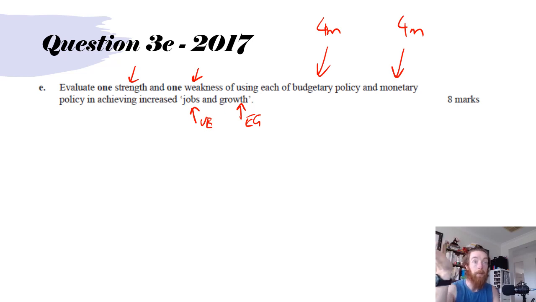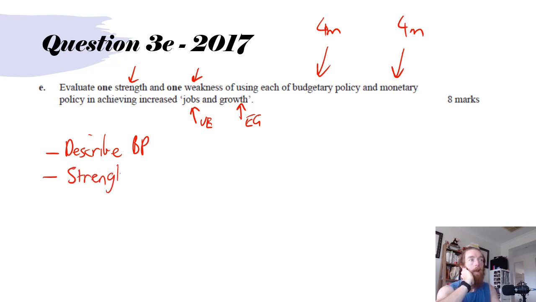So what you're going to end up doing is breaking down. You're probably going to describe budgetary policy. You're going to need one strength. And so you need a little bit for saying what the strength is, but you have to tie that into jobs and growth. So strength linked to jobs and growth.